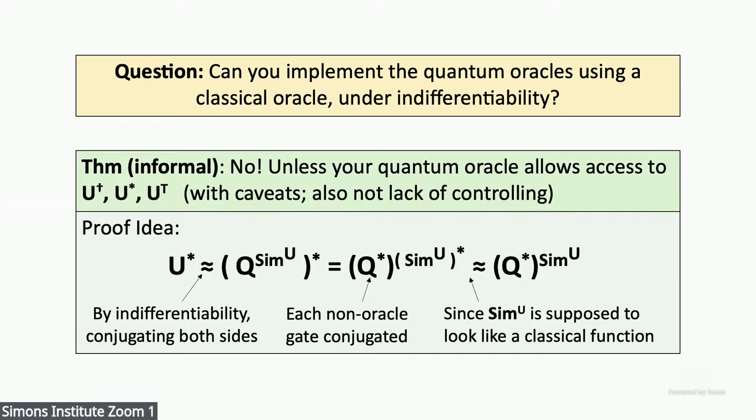And what did I just show? I showed that by chaining these together, I am able to implement U star on the left by making queries to U. Just the fact that I have this indifferentiable construction with the simulator says that I can take the simulator and the circuit and use it to actually implement the controlled version of U from U itself. So I might as well give you access to U star in the first place, since you can do it for yourself.